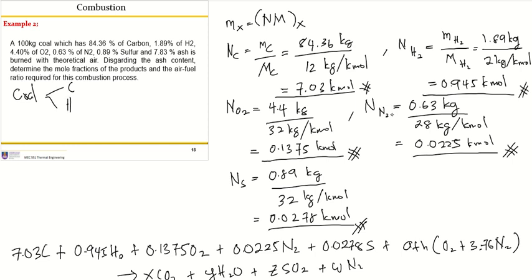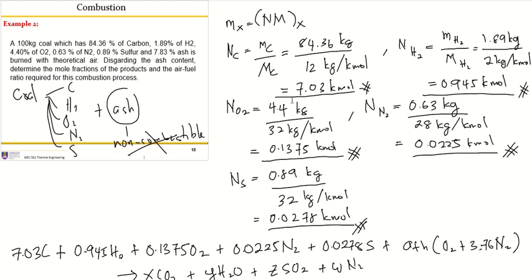And then we have H2, O2, N2, and sulfur plus ash. Alright, so this one is non-combustible. So basically, you don't need to consider this non-combustible fuel. The one that you need to consider is only the C, H2, O2, N2, and S.